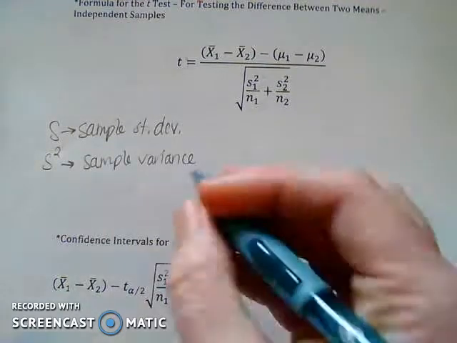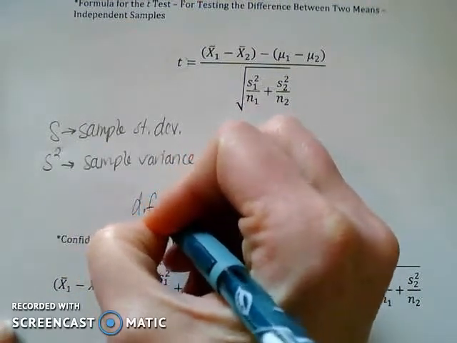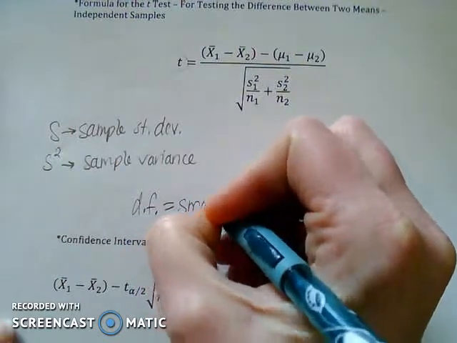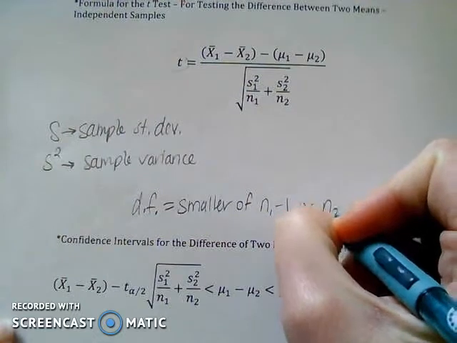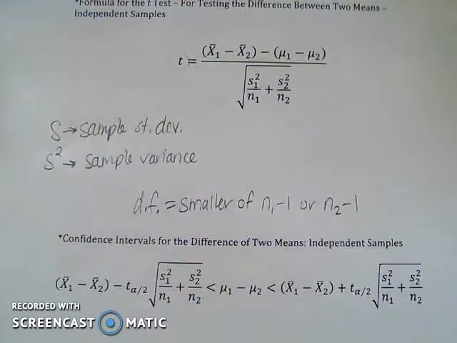Okay? Remember, on your t-chart, we need to use what are called degrees of freedom. This is going to be the smaller of n1 minus 1 or n2 minus 1. So you're going to have two sample sizes. Sometimes they're the same. That makes it easy. If they're not the same, then you're going to take one away from your smaller one, and that will be your degrees of freedom.